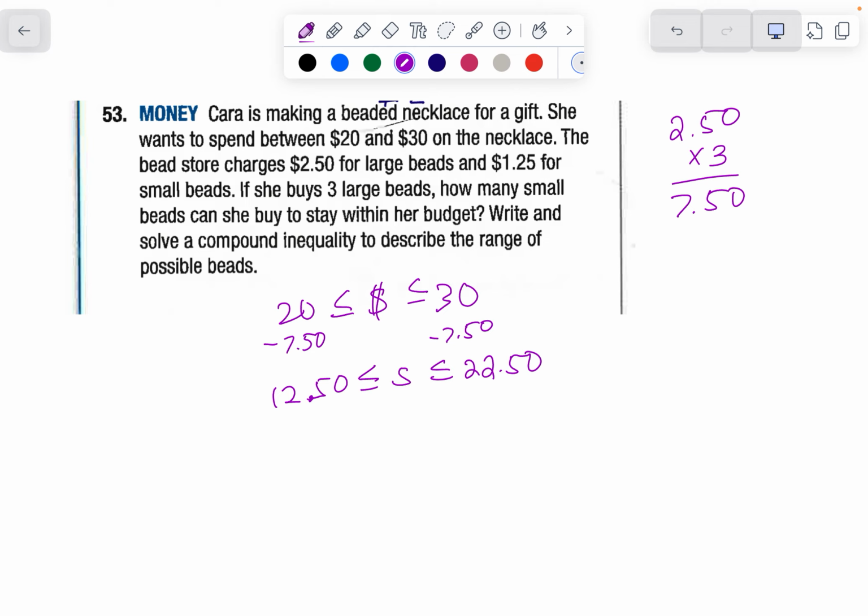Now it says, how many small beads can she buy to stay within her budget? So the beads are $1.25 each. So she has $1.25 times how many beads? And that value has to be stuck between $12.50 and $22.50. Now there's other ways that you could have set this inequality up, but I think that's the best way to make an inequality that describes the range and then just solve that, okay?